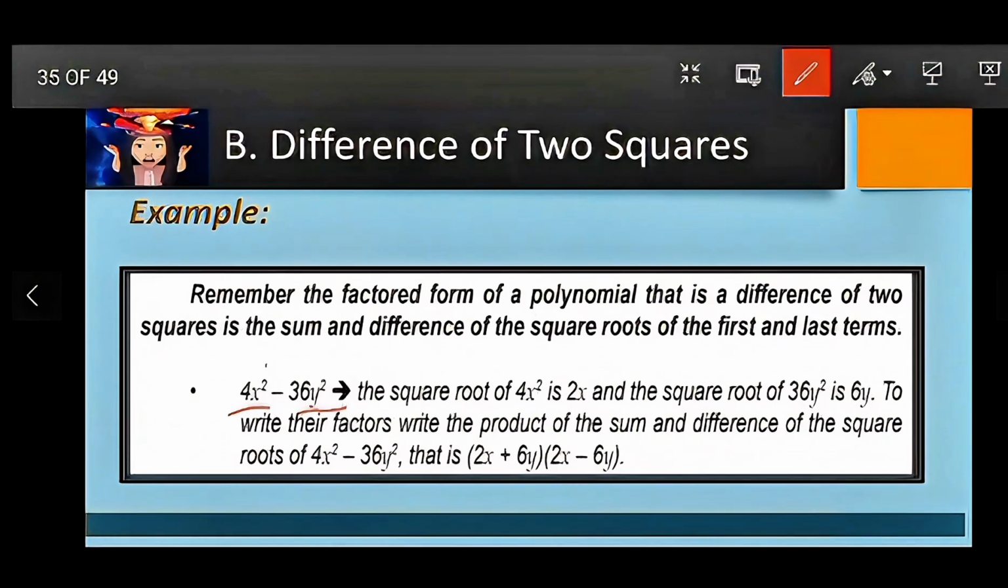So we need to find the square root of 4x squared, which is 2x. And we need to find the square root of the last term, which is 36y squared, and we will get 6y. To write their factors, write the product of the sum and difference of the square roots of 4x squared minus 36y squared. And that is (2x + 6y)(2x - 6y).